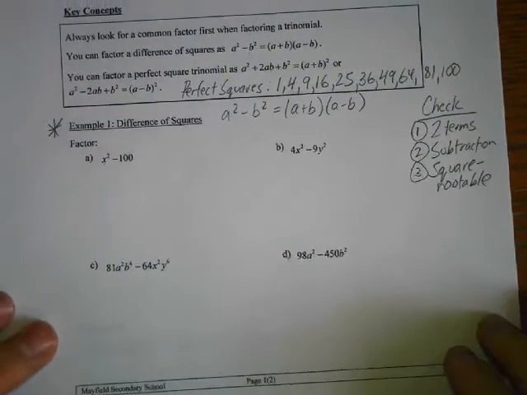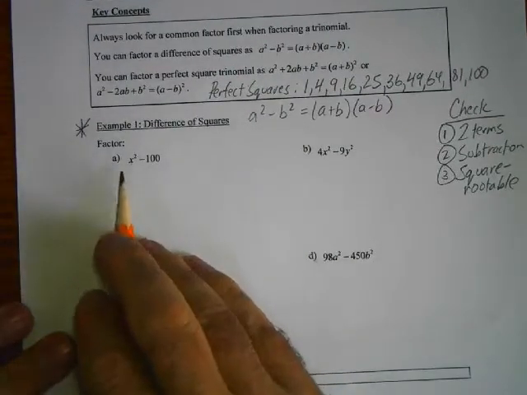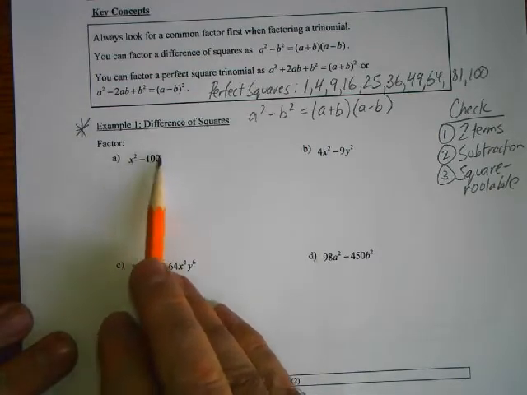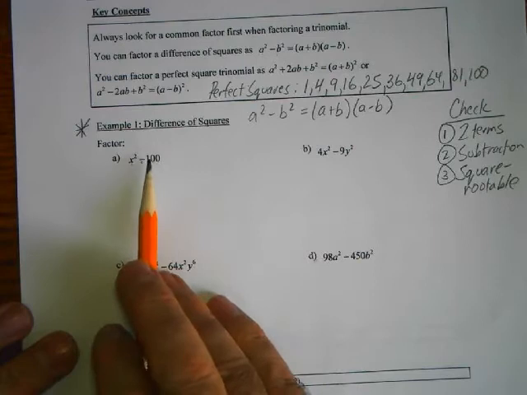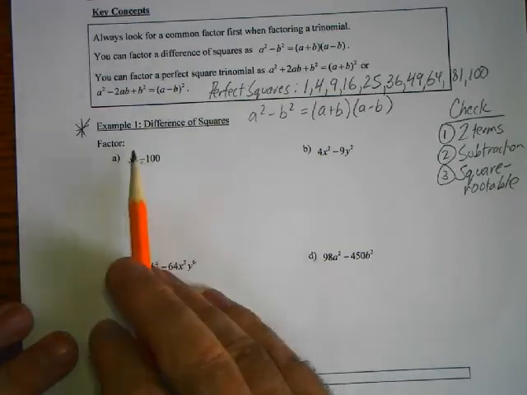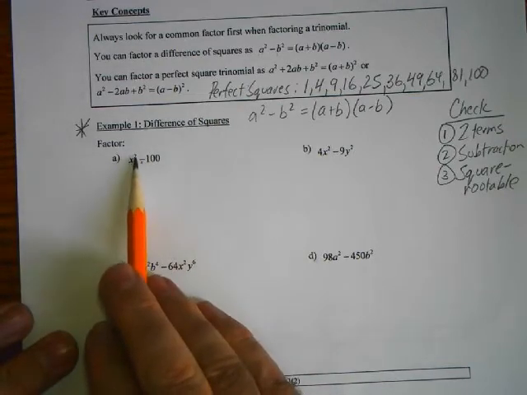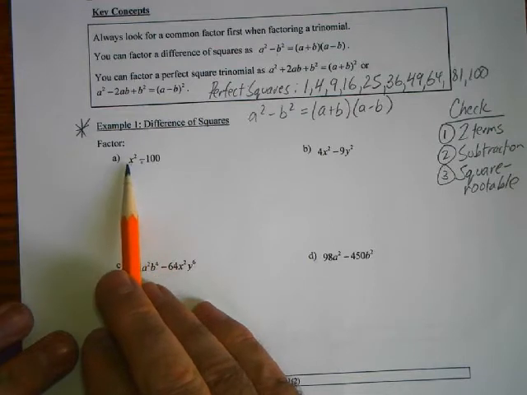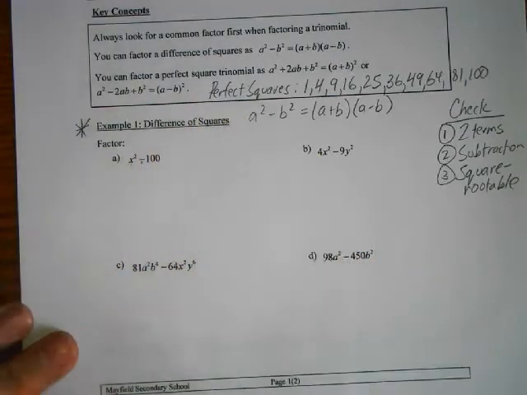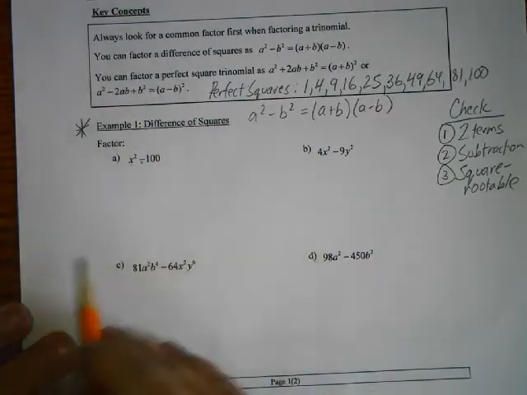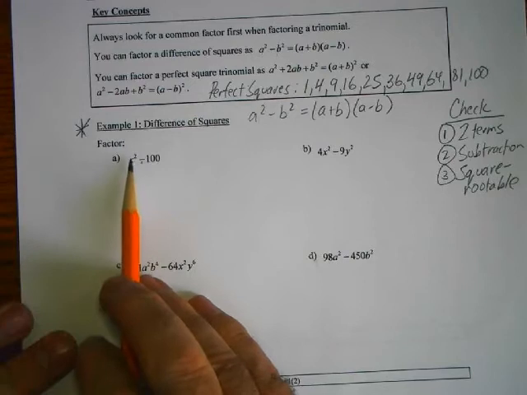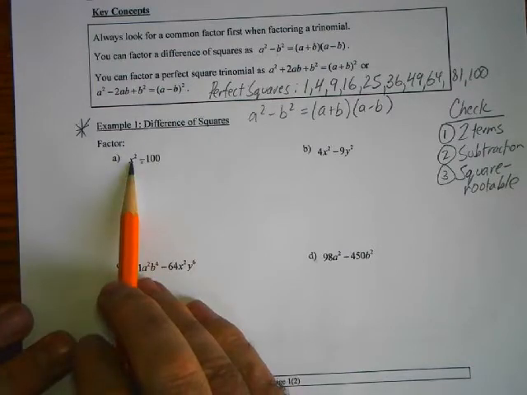So let's get down to it. We've got the first one here, x squared minus 100. Let's go through our quick checklist. 2 terms, yes. Subtraction sign between, yes. Can I take the square root of each of these? If you have a variable to a power, you always know you can take the square root if the exponent is even. Most of the time you're going to see 2, but it also works if it's 4 or 6 or 8 or 10. You can keep going. So that's how you know if a variable term is square rootable, because it's a variable to an even exponent. So yes, that's square rootable.